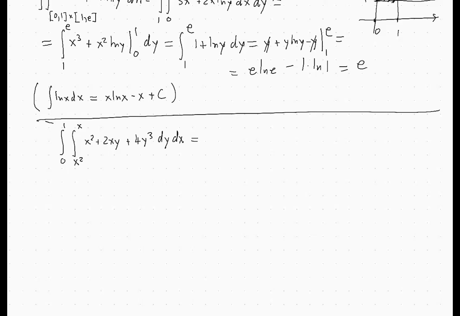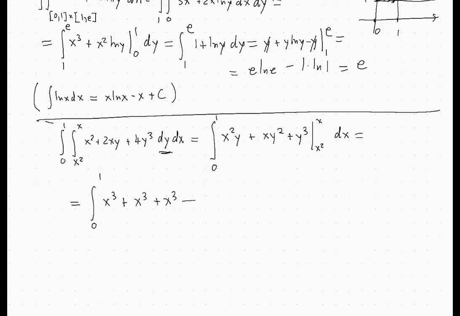We're supposed to integrate with respect to y. That's what it says here. So the antiderivative will be x squared y plus xy squared plus y cubed. And we want to go from x squared to x. And then once we're done with that, we need to integrate with respect to x. So let's plug in. What are we going to get? We're going to get x cubed plus another x cubed plus another x cubed minus, and here we will have x to the fourth minus x to the fifth.